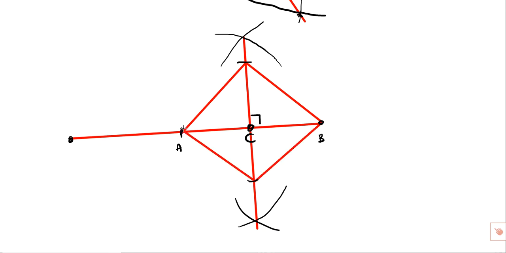That's one way of doing it. Now mine isn't a very good square, obviously, but that's exactly how it's done.